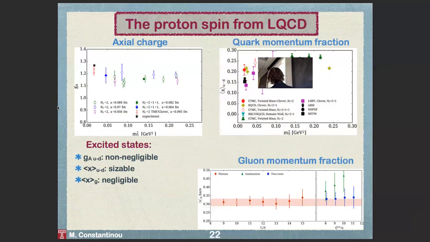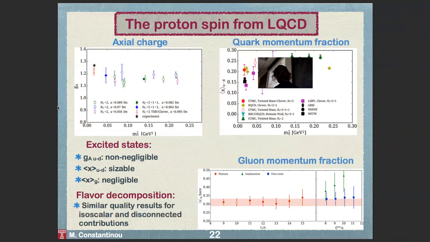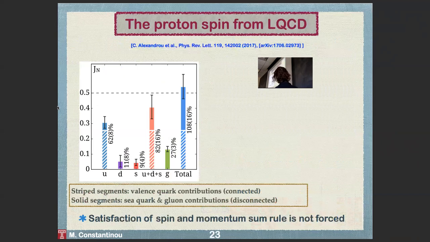And when it comes to the gluon momentum fraction, a calculation that we started in 2013 and completed in 2015, we find that excited states are almost negligible for this quantity. And similar results we have from the disconnected diagrams in order to do a flavor decomposition. And these will allow us to get a picture of the proton spin. And this is what I have here.